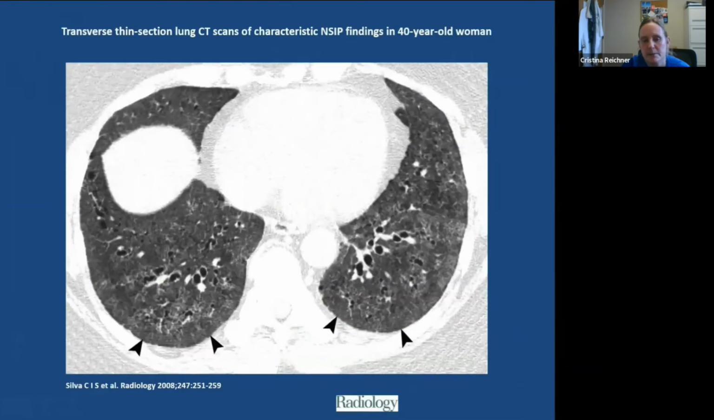There's also something mentioned in the literature. Sometimes NSIP can present with subpleural sparing. So again, you can see this darker line at the periphery. It's not pathognomonic for NSIP, but it can help you. And here also, you do see some scattered ground glass and also some evidence of bronchiectasis.